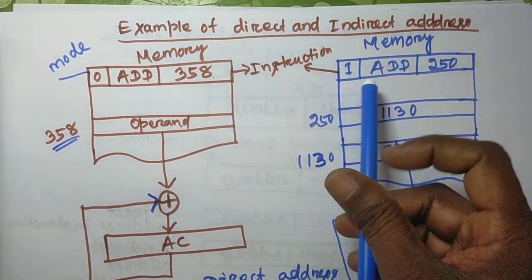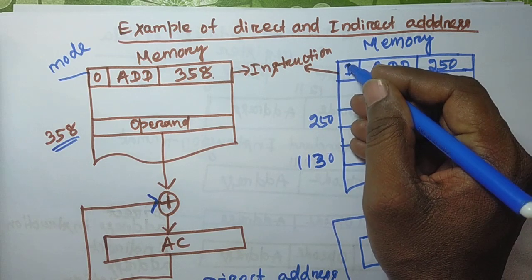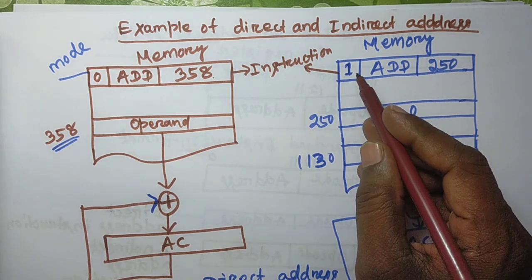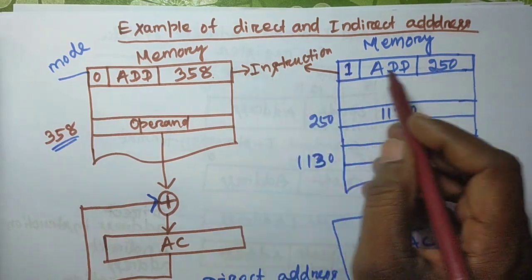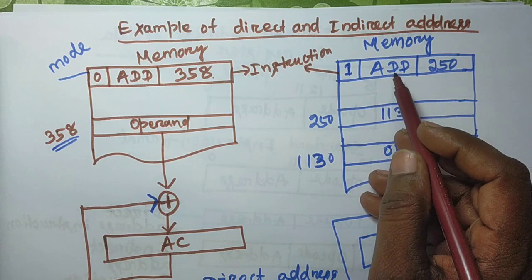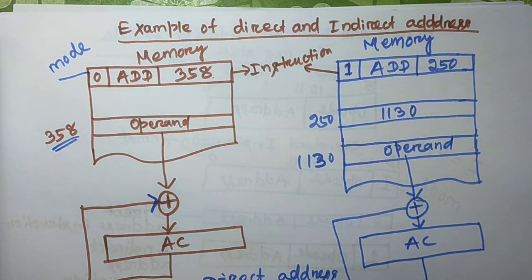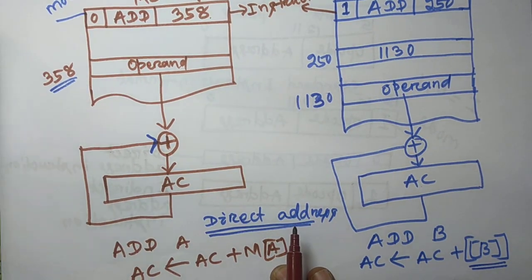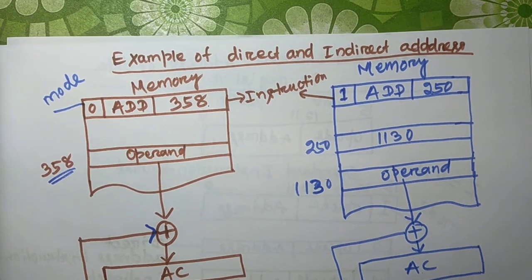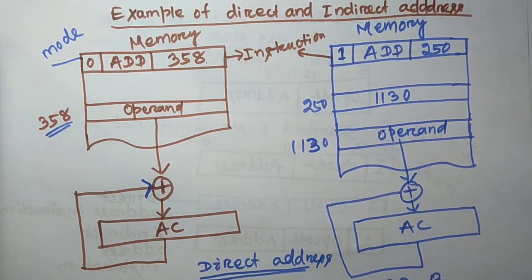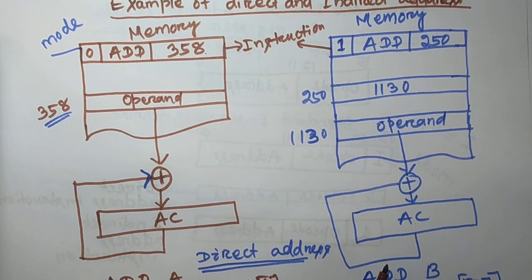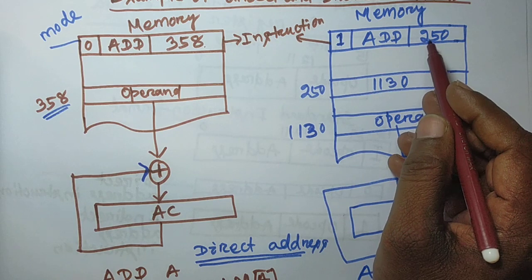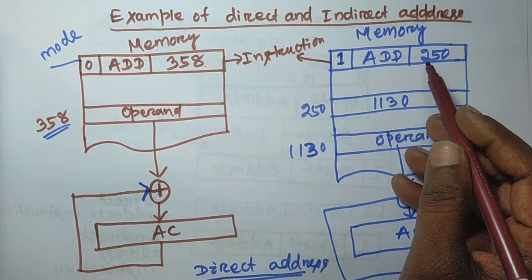Memory content here is 1, and 1 means it is an indirect address. This is the instruction I have already told. In the memory, the add operation will be considered because the question is given as an add operation, add B. Since it is add B, we add B with this one. Since it is indirect, as already mentioned in the question, then what happens? Here the address part is 250. You see, very simple way, the address part is 250.